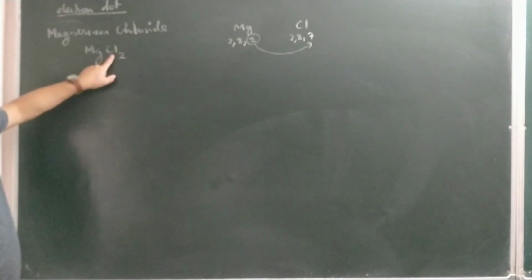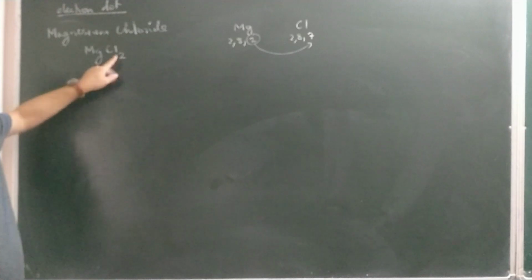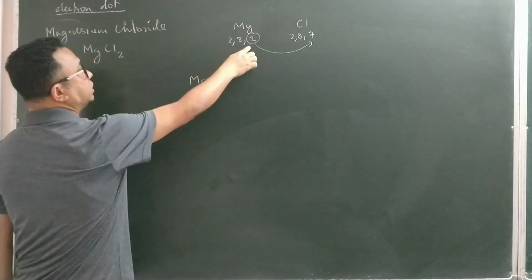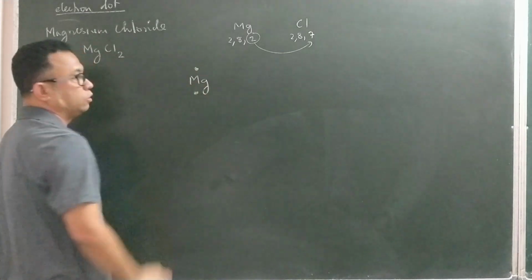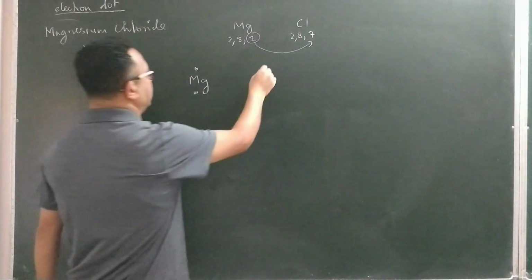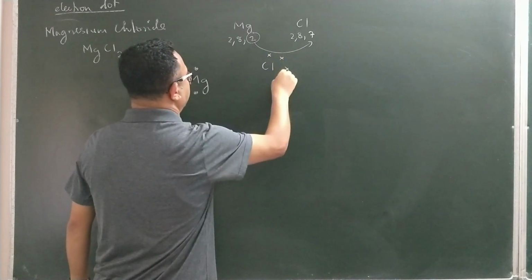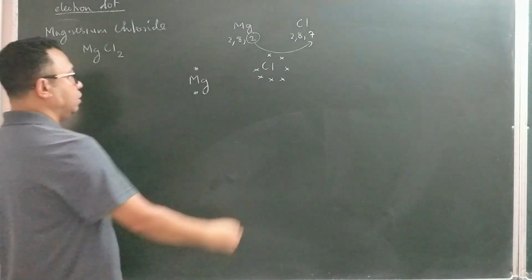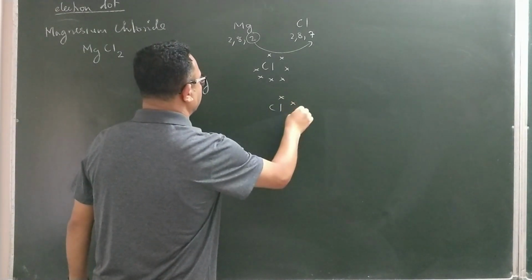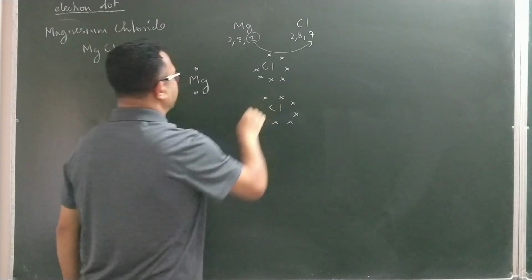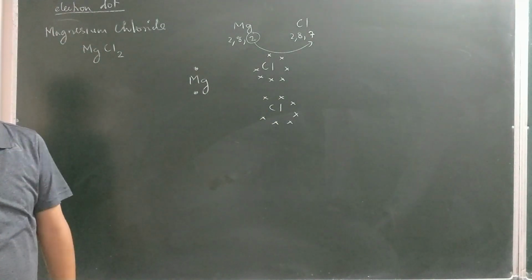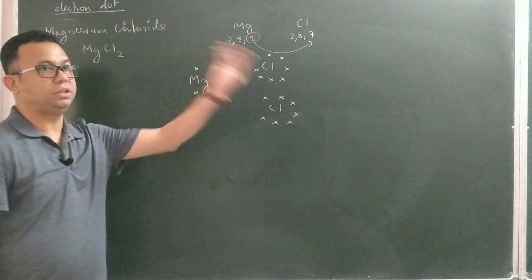Now from there it is very clear that the total number of chlorine atoms is 2. One magnesium actually combines with 2 chlorine. So this is magnesium with outermost shell 2, in electron dot structure. Chlorine: 1, 2, 3, 4, 5, 6, 7. But there is one more chlorine: 1, 2, 3, 4, 5, 6, 7. Magnesium is not happy with outermost shell 2, and chlorine is not happy with outermost shell 7.